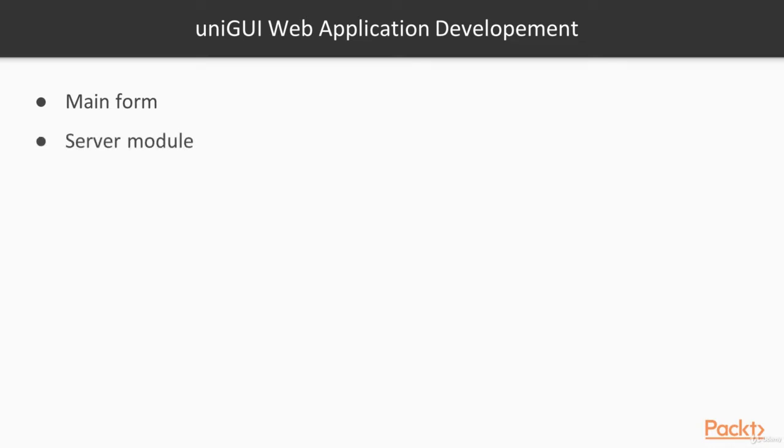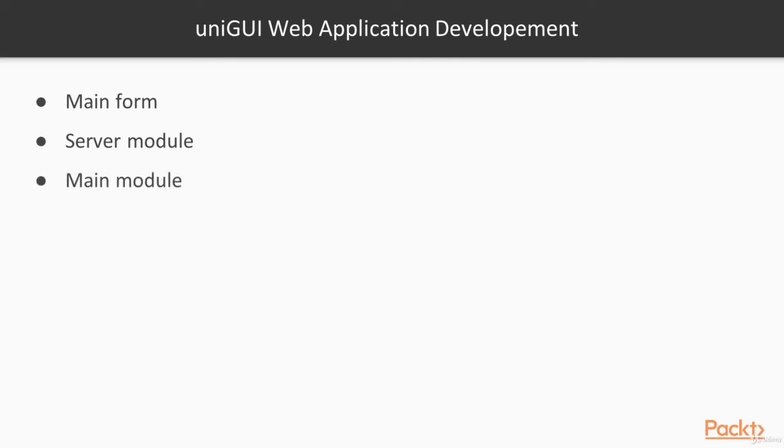The server module. Each UniGUI web application contains a special data module named server module, which is the core module of the application. It's a singleton, which means that it is created only once per application. It is mainly used to configure various server settings.